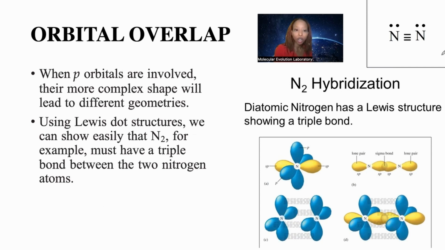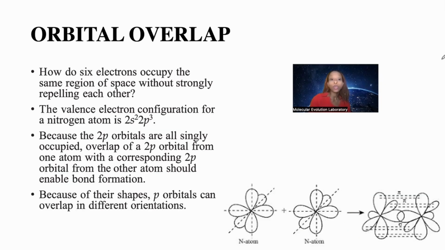Using Lewis dot structures, we can show easily that nitrogen, for example, must have a triple bond between the two nitrogen atoms. You will have two electrons in the 1s subshell, 1s2, two electrons in the 2s subshell, 2s2, followed by 3 electrons in the p subshell. So the question is, how do 6 electrons occupy the same region of space without strongly repelling each other?